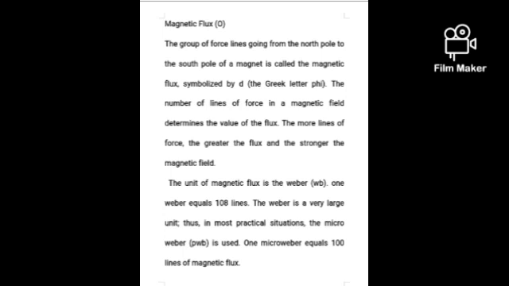So you are told that when the lines of force are many, you are going to have a greater flux, and due to the greater flux, we are going to have a strong magnetic field.